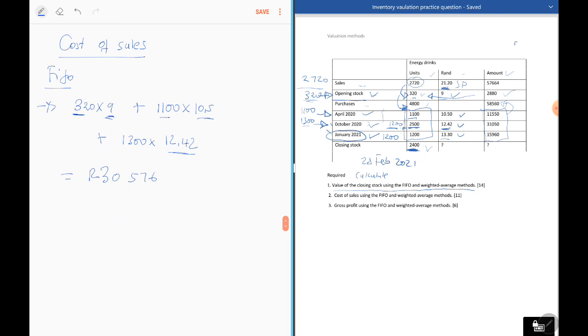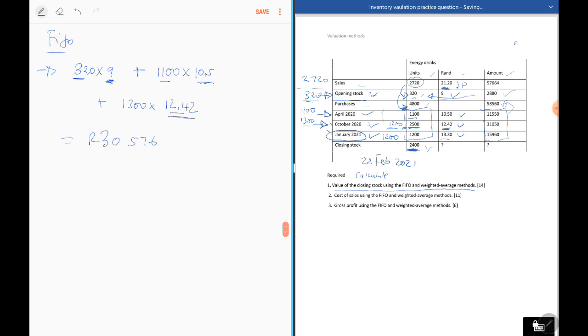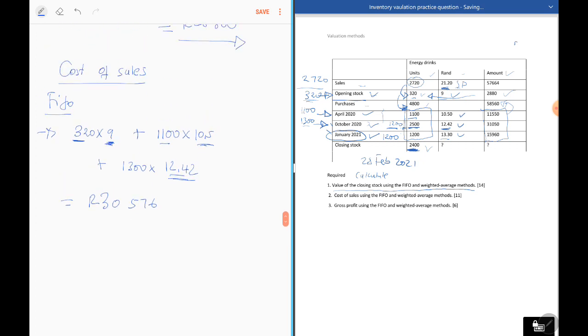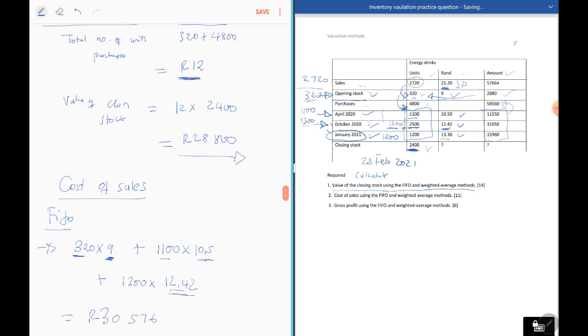When you calculate sales, instead of 9 rand, it will be 21 rand 20. Selling price here 21 rand 20, even here 21 rand 20. Right, fine. Now calculate cost. This is the cost of sales using FIFO. Using the weighted average method is just easy. You have your weighted average price, it's 12 rand.